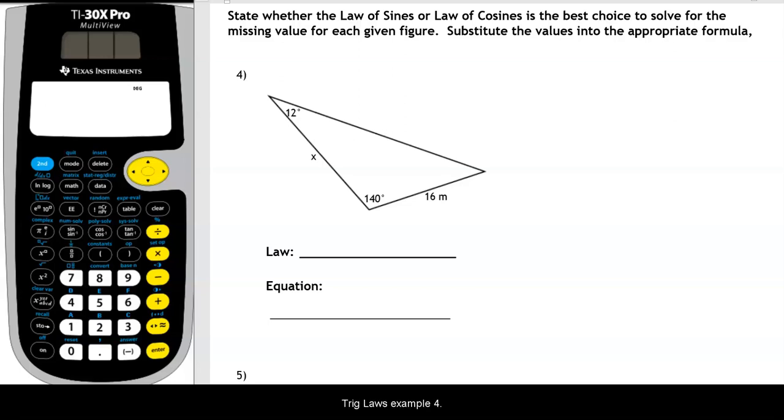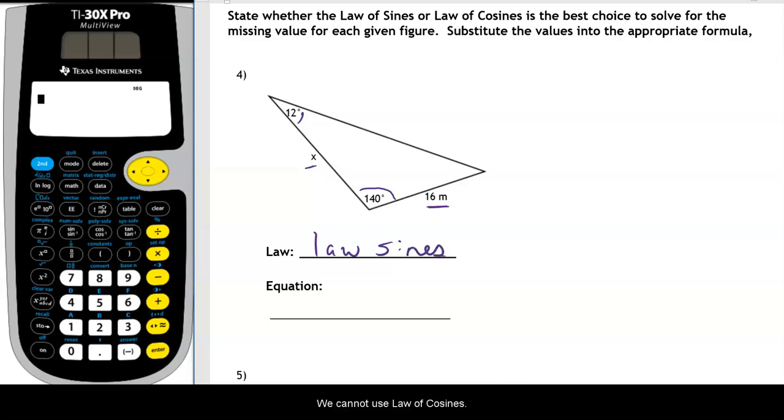Trig Laws Example 4. Looking at our triangle, we have an angle of 12 degrees. Next to that, we have a side x that we're going to be looking for the length of, and our angle of 140 degrees. And next to that, we have a side of 16 meters. With our given information, we're going to have to use law of sines.